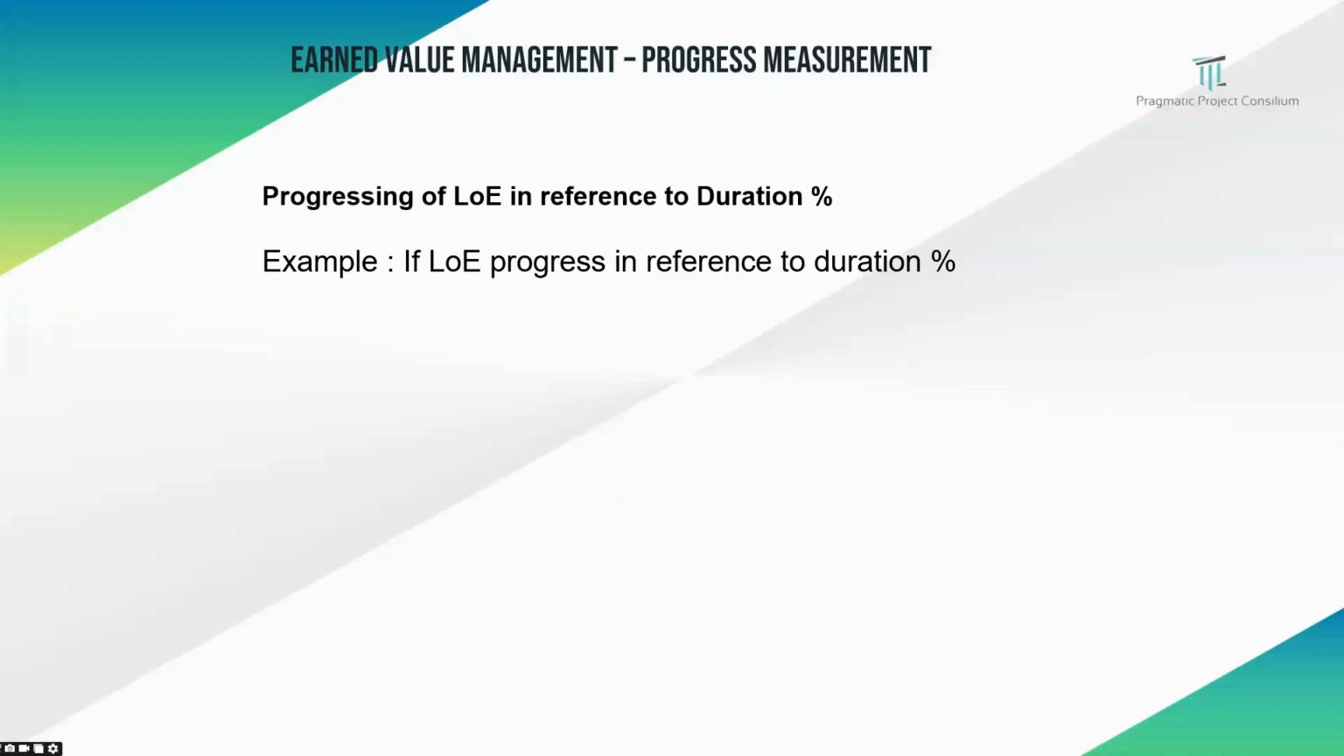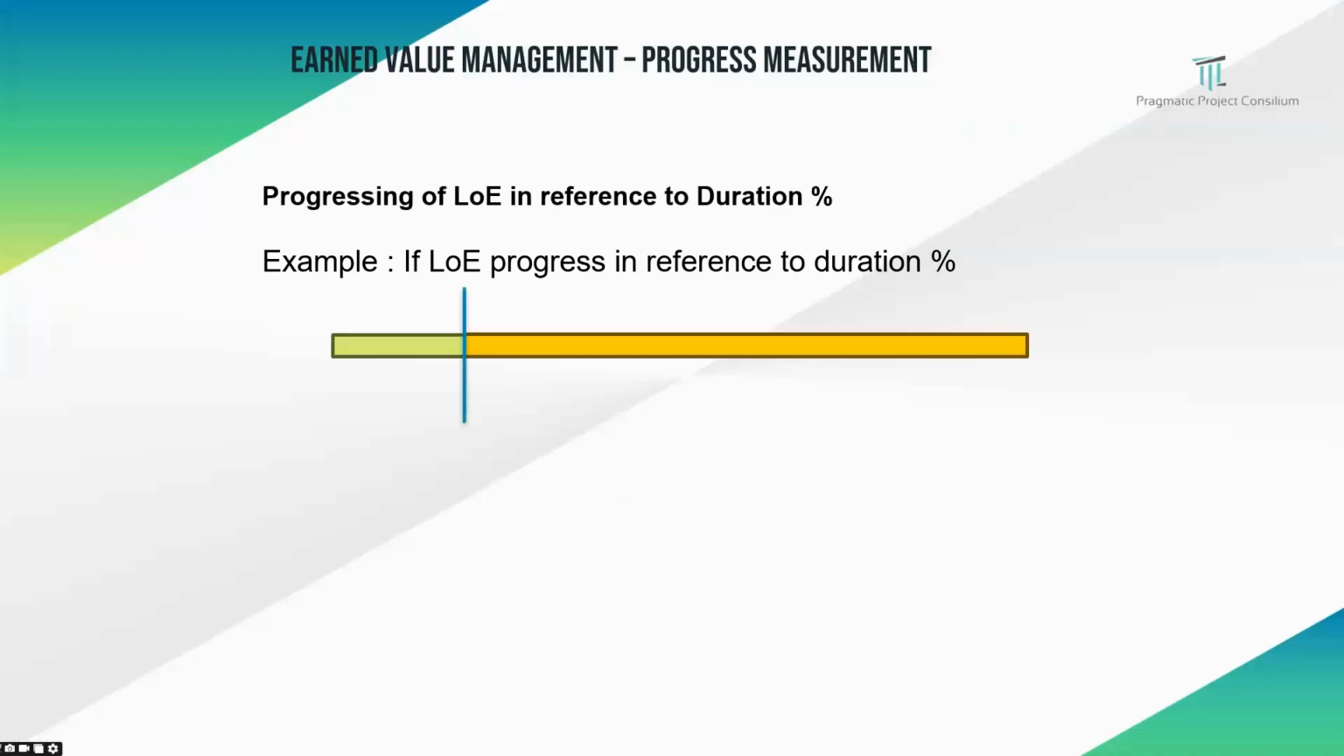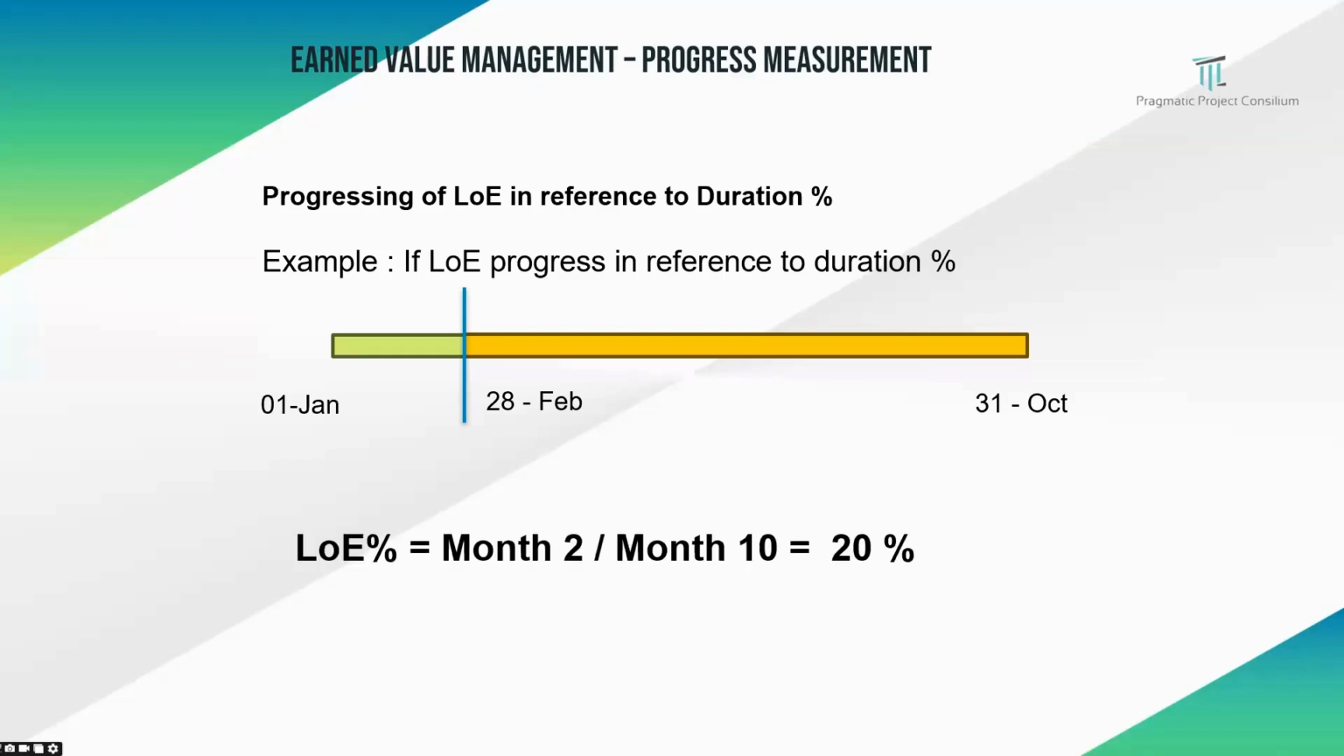Example, if LOE progress is in reference to the duration percentage, in our case we are going to update an activity which starts from 1st January and goes up to 31st October. The estimated duration is almost 10 months, where in the second month we fix a data date and view the LOE percentage. The LOE percentage on 28th February is equal to month 2 divided by month 10, that is equal to 20%. So this is how we can calculate the progressing of LOE in reference to duration percentages.